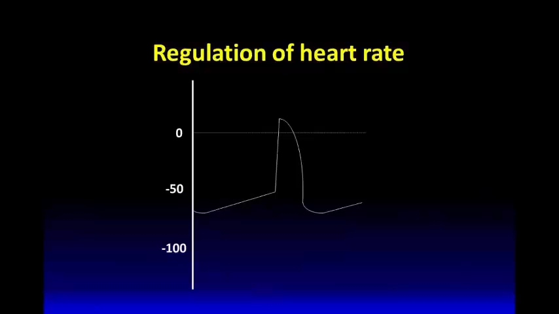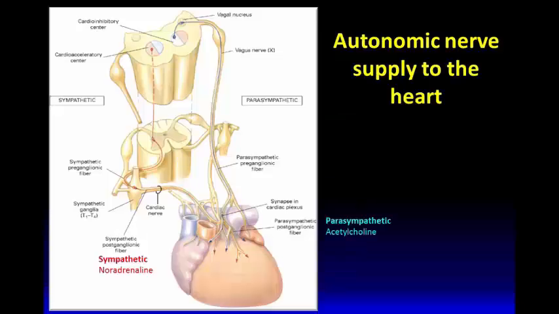You know from the previous lectures that the heart rate is determined by the number of the cardiac impulses which are generated by the pacemaker of the heart, by the sinoatrial node. The pacemaker of the heart is innervated by both divisions of the autonomic nervous system, the sympathetic and the parasympathetic divisions. Thus, the heart rate is under neuronal control.